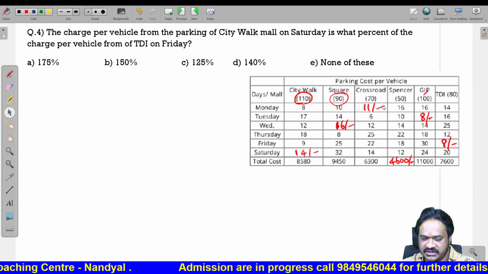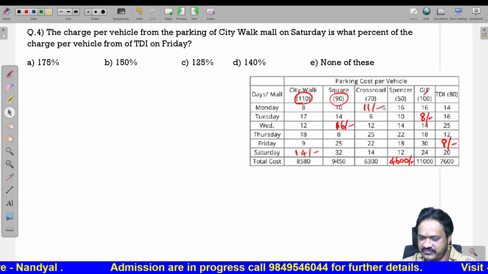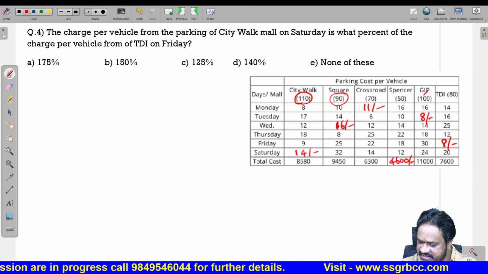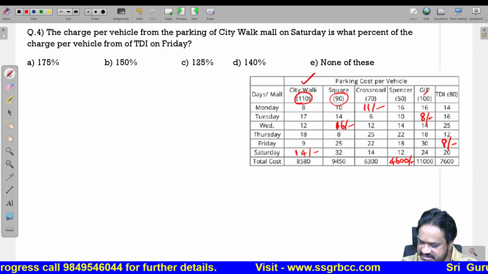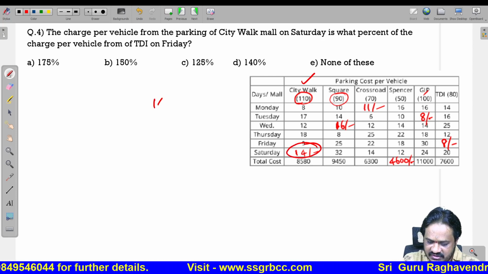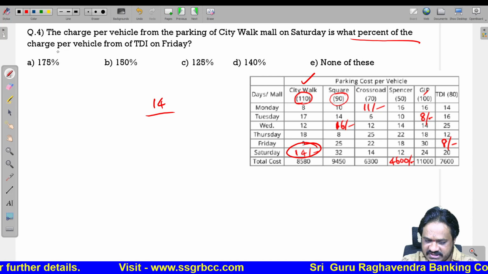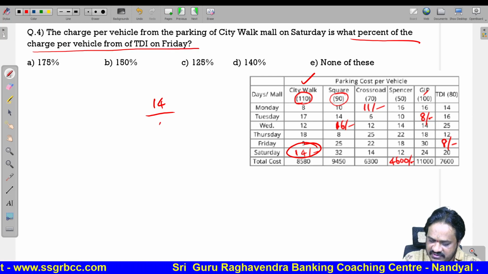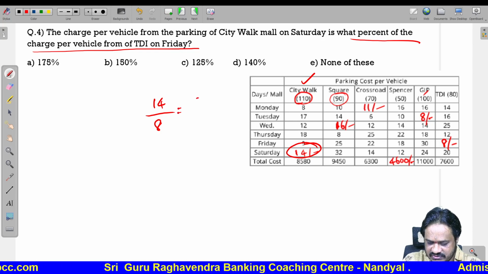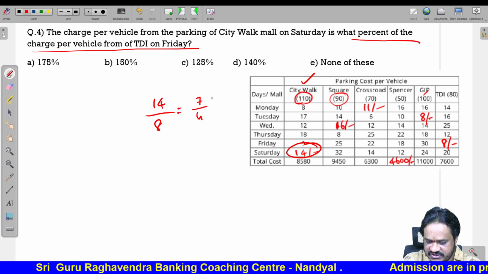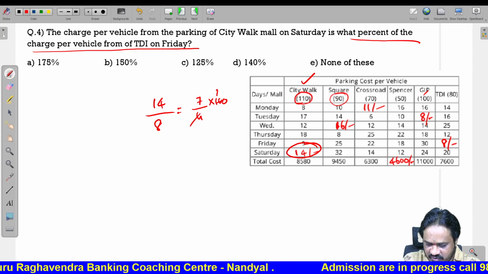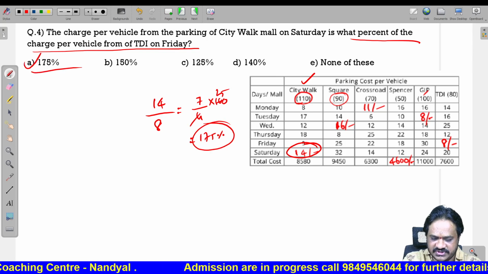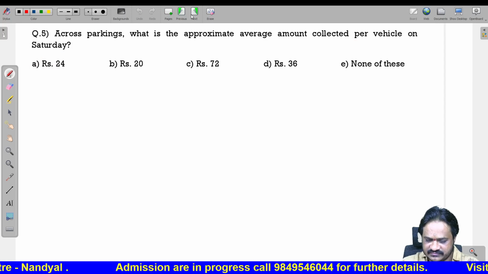The charge per vehicle from parking of City Walk on Saturday. See, City Walk on Saturday is 14. It is what percent of the charge per vehicle of TDI on Friday? TDI Friday is 8. 14 by 8. So 2 sevens, 2 fours into 100, 4 ones, 175. The answer is 175%. Option A. Next question.